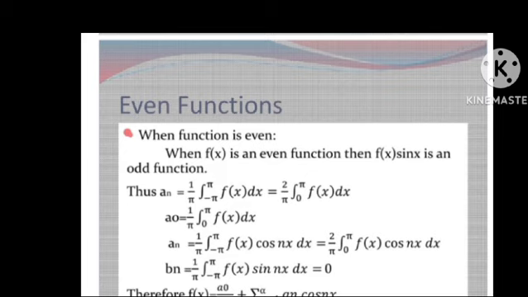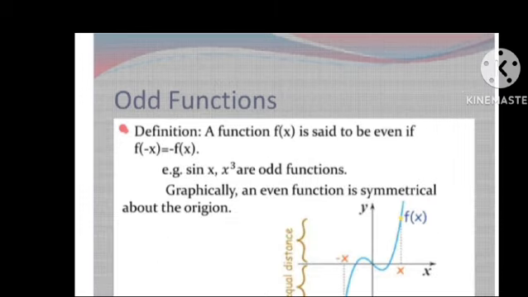b_n is equal to 1 upon pi limit minus pi to pi f of x sin nx dx, which is equal to 0. In this even function, b_n is equal to 0. If it is an even function, we do not have to find b_n, and a0 and a_n we have to find. Therefore, the general equation of Fourier series becomes f of x is equal to a0 divided by 2 plus summation of n is equal to 1 to infinity a_n cos nx.